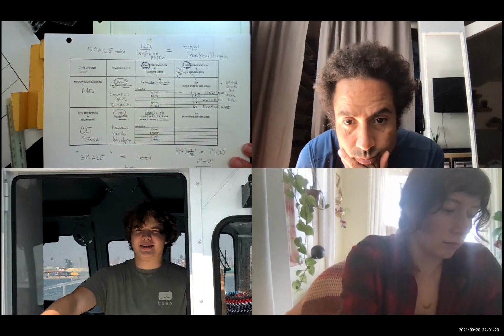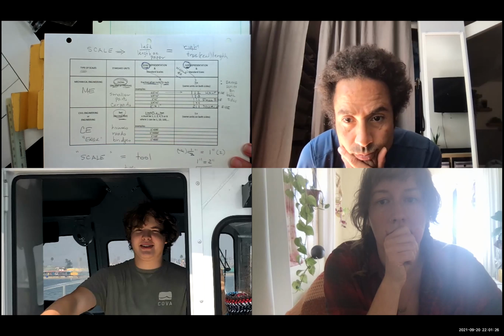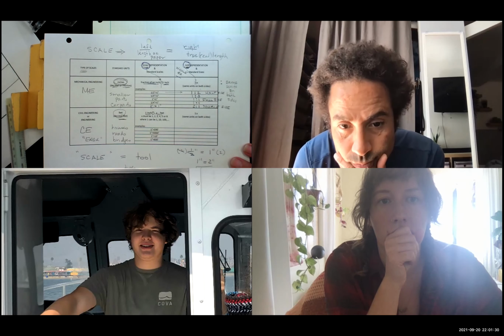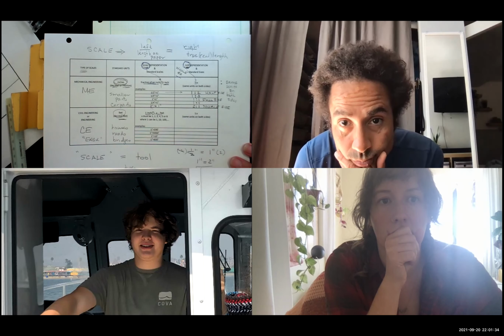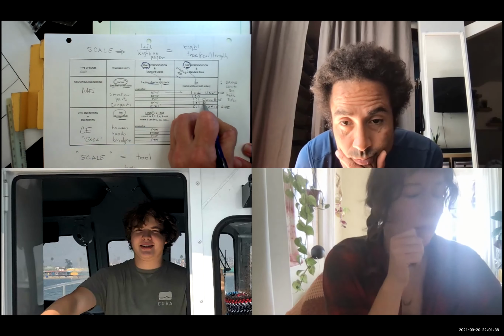How is everybody doing? Okay, Derek, what's 1 to 4? Derek? Daniel, what's 1 to 4? Quarter size.